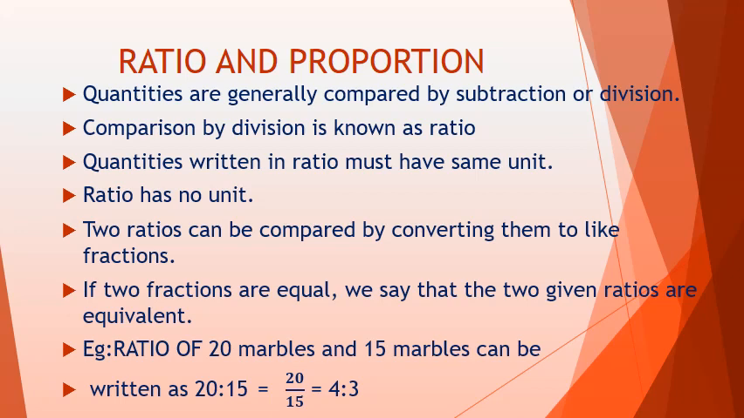In both numerator and denominator, 5 is common. So you can cancel with the 5. So we get 4/3. Here they are asking the ratio, so you write the answer in ratio form. So we can write 20/15, after cancelling getting 4/3, as 4:3. Is it clear? Ratio has no unit. So our final answer is 4:3 only.